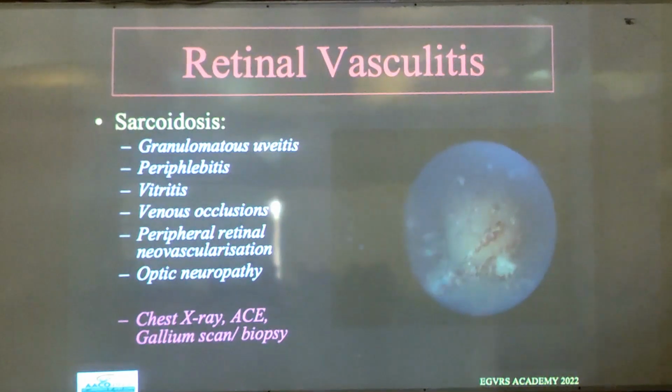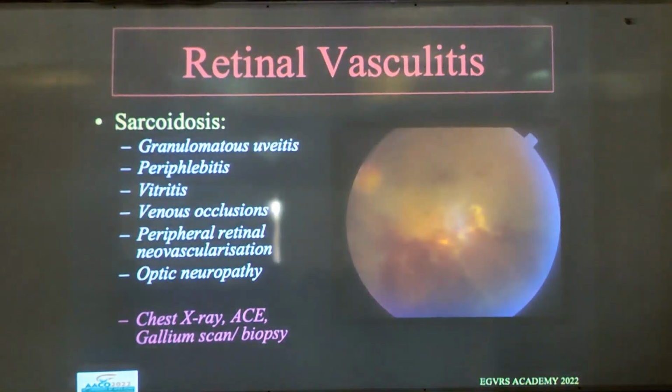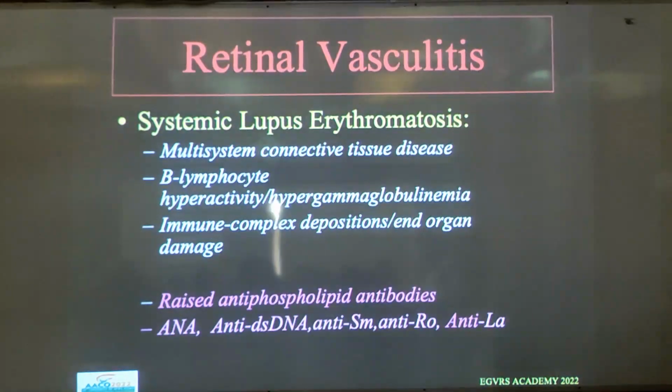So another cause of retinal vasculitis, the sarcoidosis, and you know that it's a granulomatous uveitis with periphlebitis, optic neuropathy, vitritis, venous occlusion, and the typical candle wax and the typical vasculitis peripherally and centrally. So how do you diagnose that? Chest X-ray, biopsies, ACE, gallium scan, and again in these patients can develop either branch vein occlusion, central vein occlusion, and the typical vitritis.